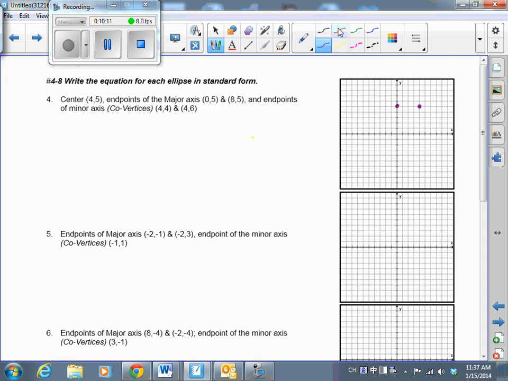When you see major axis, what comes in mind? A, B, or C? A. Now tell me, what is the value of A? A is the distance from the center to the vertex. They gave me an endpoint of the major, which is here. If I have the center and one endpoint of the major, the distance between these two will give me A. So what is that distance? It seems like it's 4. Now, let's go ahead and plug in the other point. It's at 8, 5.